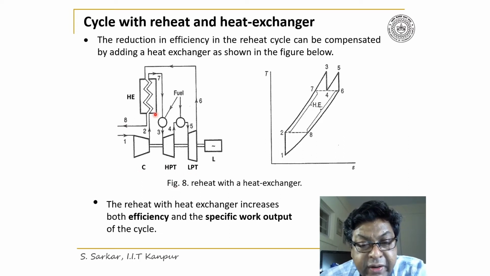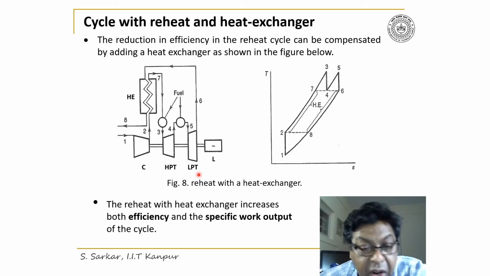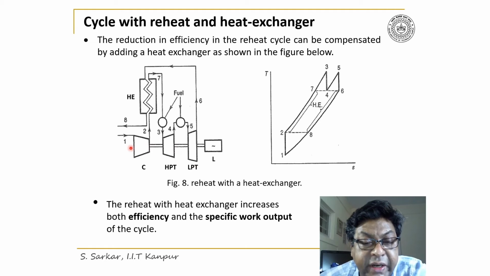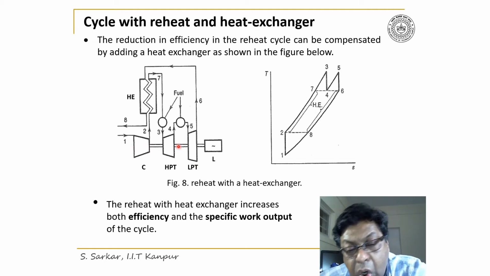have considered a reheat cycle, that means a compressor followed by the combustion chamber, then HPT and LPT turbines. The gas is reheated between the HPT and LPT, and then the turbine is connected to the compressor, and it also rotates the generator to produce electricity.